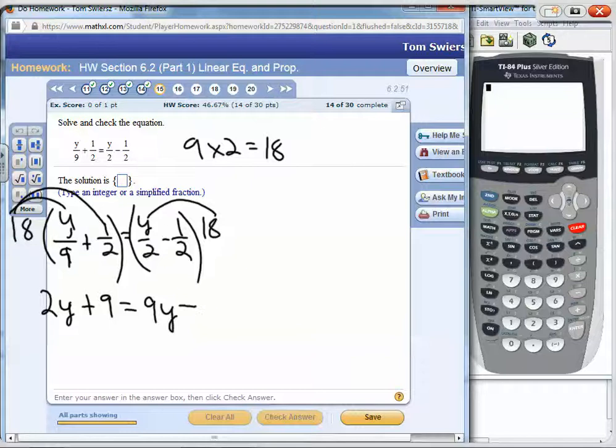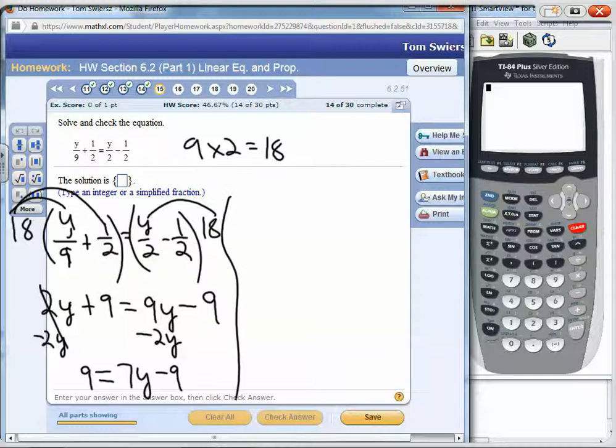Copy down the subtraction. 18 divided by 2 is 9 again, okay? We have y's on both sides of the equation. I want to get rid of the y's completely on one side, so I would subtract 2y from both sides. These cancel, gives us 0. What remains on the left is 9. 9y minus 2y is 7y minus 9.